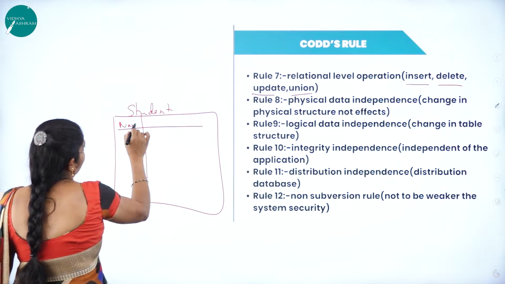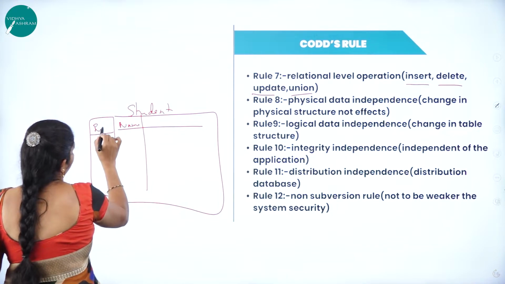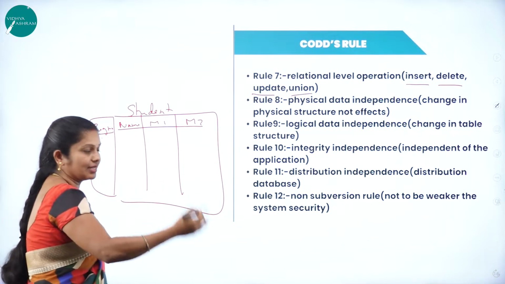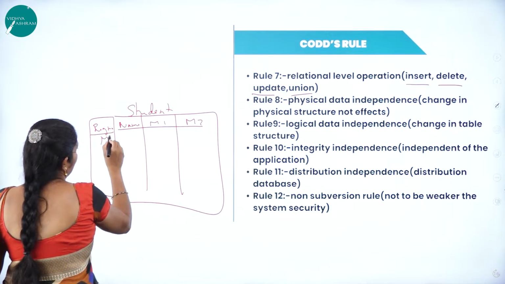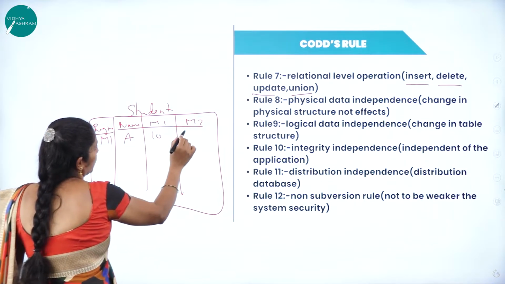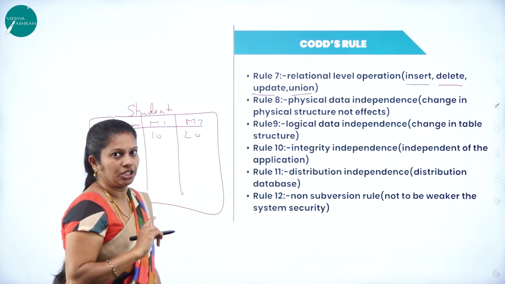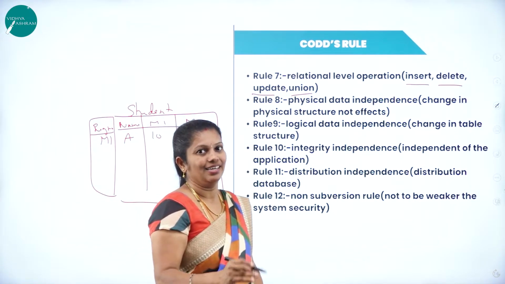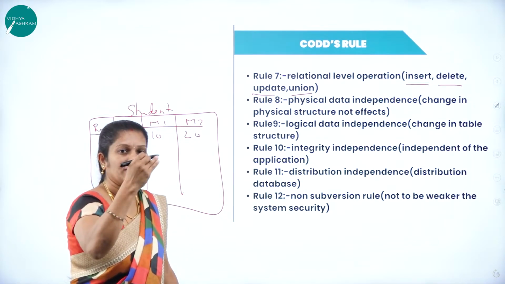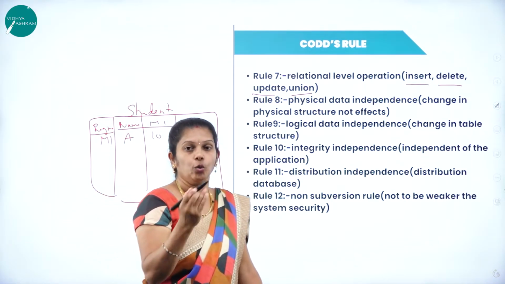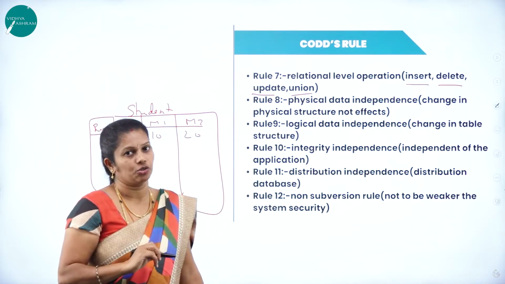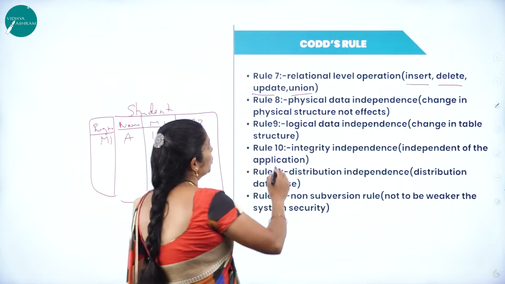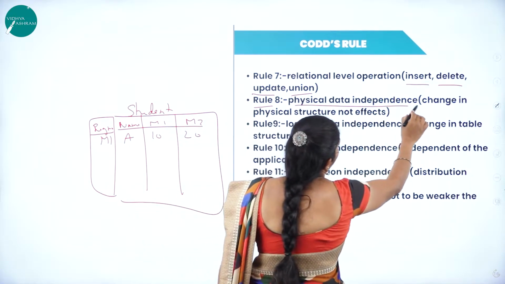Name, register number, marks 1, marks 2. Here it has to support inserting the record. For example, register number M1, name A, marks 10, 20. It has to support the insertion operation, and whichever record we don't want, it has to be deleted by using delete operations. It has to support that operation also, and updation, uniqueness, all the operations it has to support. That is rule 7, relational level operation. Then rule 8, that is physical data independence.